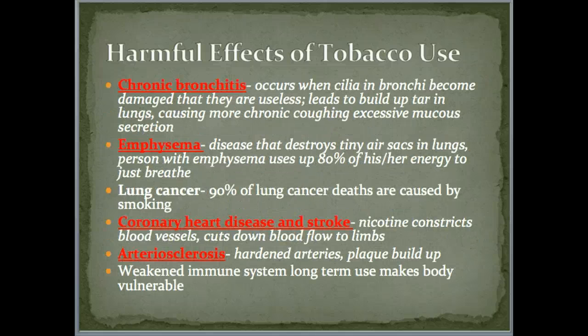Some of the more long-term harmful effects of tobacco use include diseases of the lungs, like chronic bronchitis. Now, chronic means long-term. There are people who get bronchitis where it can last a week or a few days. You get medicine, you go to the doctor, and you typically feel better. But chronic is going to be long-term. A lot of times we associate that with smoker's cough. It occurs when cilia in the bronchi become damaged, so they are useless, which leads to a buildup of tar in the lungs, causing more and more chronic coughing, trying to get the excessive mucus out of the lungs.